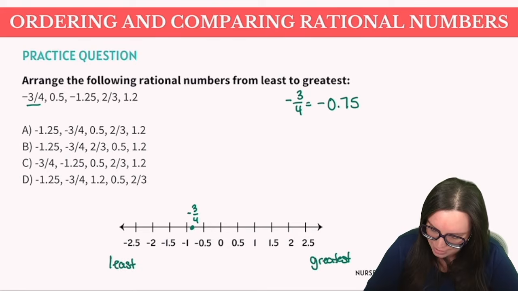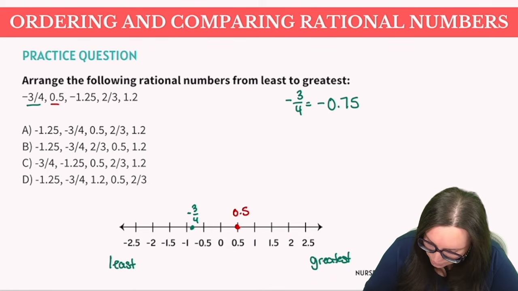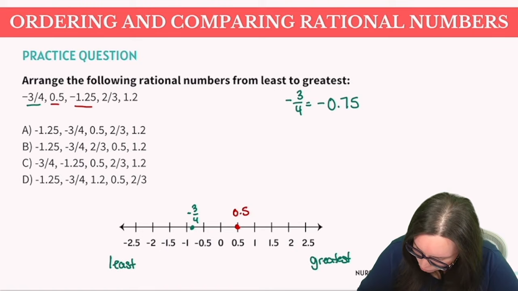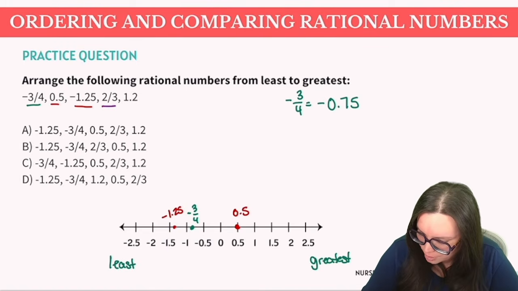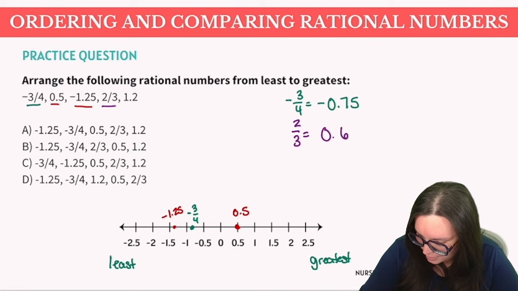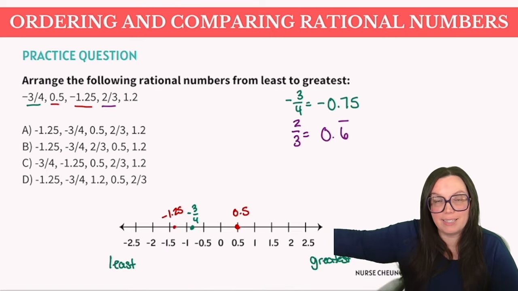Let's take a look at our next number. We have 0.5. We can go ahead and put that there. We've got negative 1.25. So negative 1.25. Next we have 2/3. So as we know, 2 divided by 3 is equal to 0.6 with a bar above it because, again, it goes indefinitely to 6 in the same pattern.